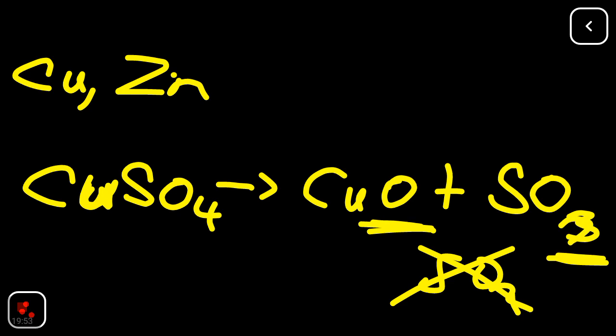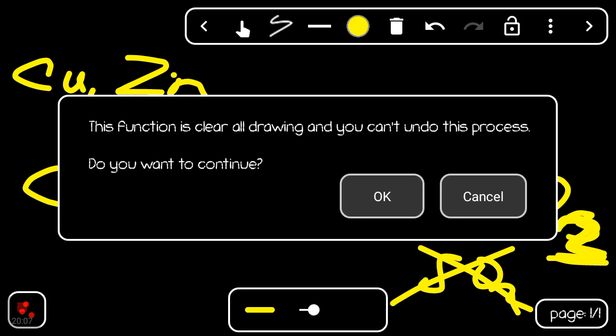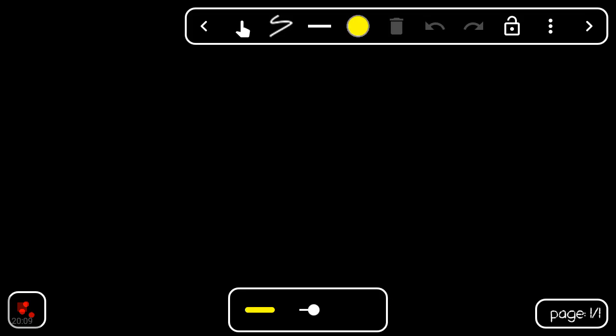Because if you put SO2 here, it can never be balanced. Make sure you know it. You can never balance it like this. If you like, you can try it, try to balance it and you'll sweat. I don't want to try balancing it here because it will waste our time. You'll see how it will not work. So let's go to the next one.